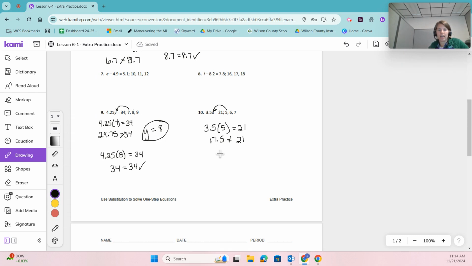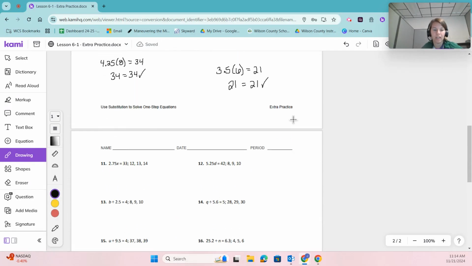Let's try 6. All right, so 3.5 times 6, again substituting 6 in for d, my variable there, equals 21. 3.5 times 6 equals 21. So 21 equals 21, so that is correct. So d equals 6 is my solution. Okay, and you can try 11 and 12 on your own there for practice.